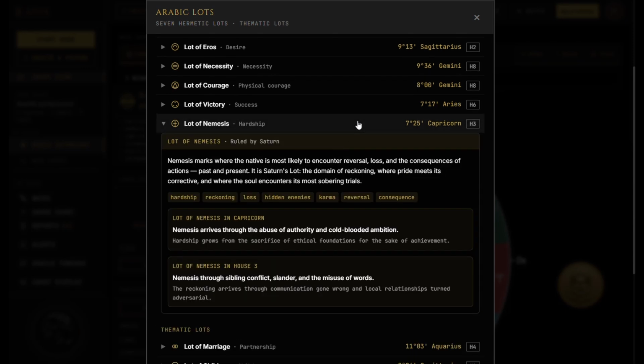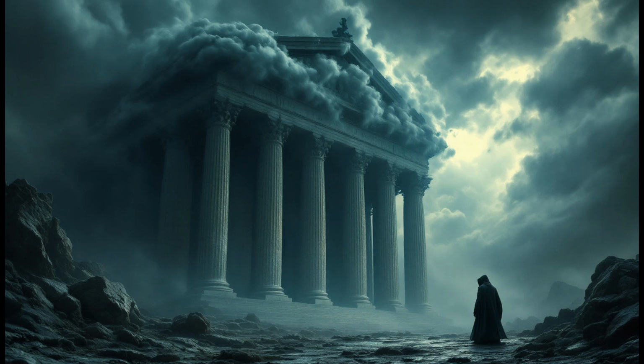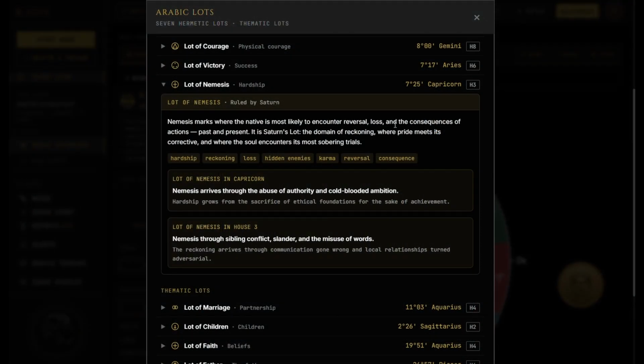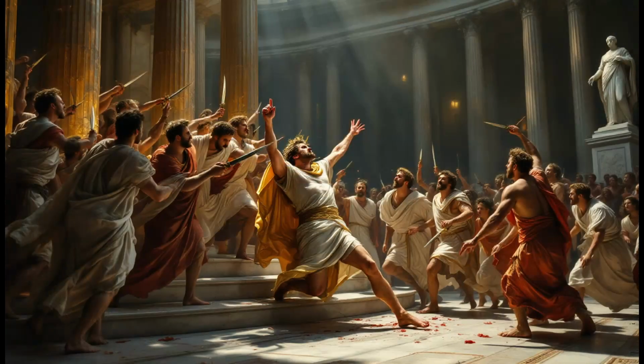The lot of Nemesis, ruled by Saturn. Hardship, reckoning, loss, hidden enemies, what humbles or tests the native. Where Nemesis falls shows where careful preparation and honest self-assessment are most essential, and where carelessness or arrogance tends to produce the most significant consequences.